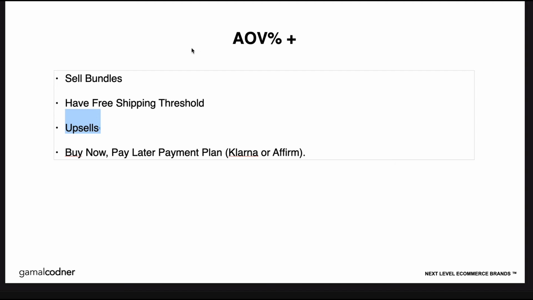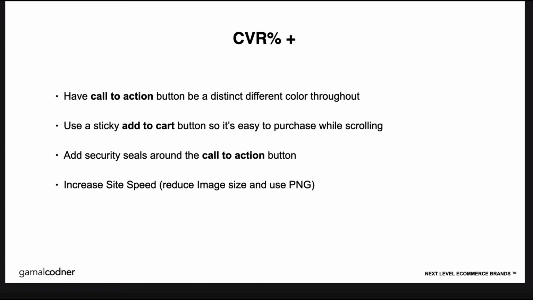Upsells. Amazon does this a lot. When you add something, have a complementary product that you suggest to them and say, hey, most people who buy this also buy this, or finish your look or complement your look with X and Y. Another big one is buy now, pay later payment plan apps like Klarna or Affirm. They allow people to buy a bunch of stuff now that they can't afford right now, and they allow them to split the payments over 4 payments. So it makes it a lot more affordable for them to spend more.